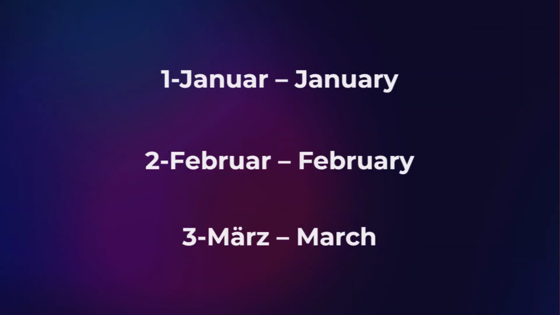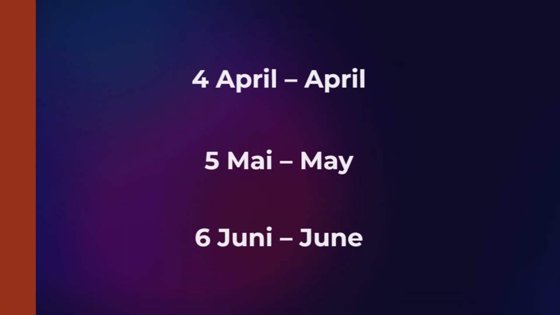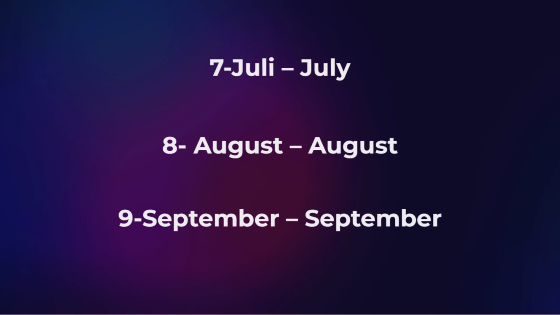You'll notice that many of them sound like English, just with a German twist. Repeat after me. Januar, January. Februar, February. März, March. April, April. Mai, May. Juni, June. Juli, July.